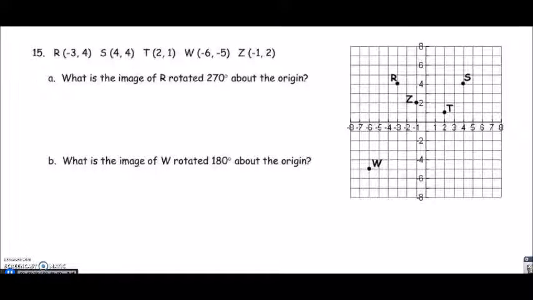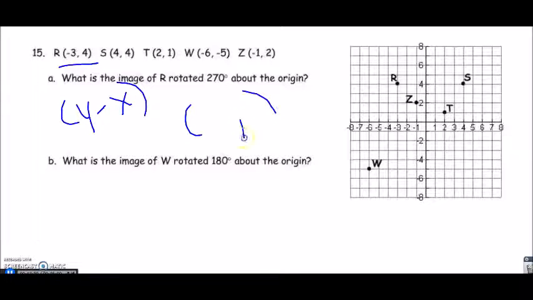Number 15, they've given us the coordinates for the points. What is the image of R rotated 270 degrees about the origin? 270 is going to be (y, -x). So we're going to look at R, swap them, and then change the sign of x. So (4, 3) is your answer.